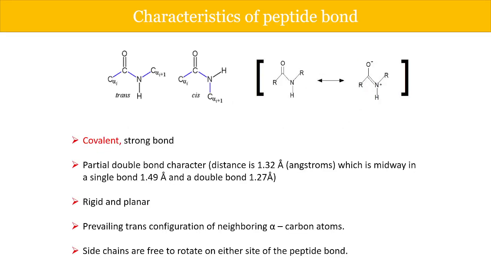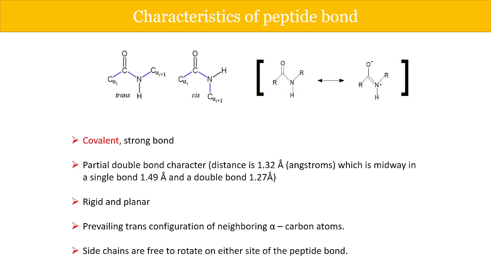Now, the characteristics of the peptide bond: they are covalent, and covalent bonds are strong. These peptide bonds have a partial double bond character. That means they are not as weak as a single bond, nor as strong as a double bond. The distance between the C and the N is about 1.32 angstrom, somewhere between 1.49 angstrom for a single bond and 1.27 angstrom for a double bond.